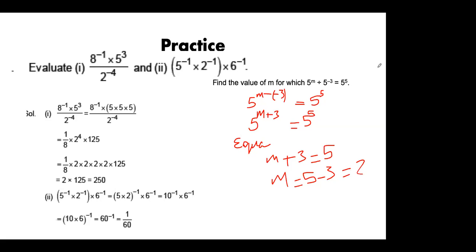Suppose in this question, if it were 125 instead of being already given in the form of 5, you would have to change 125 into the form of 5. So it will be 5 cube, and then you will solve. Is it clear? Your aim should be to make the bases the same for the whole equation, and then only you can equate the powers. Otherwise, you will not be able to equate the powers if you have to find the value of the power. Is it clear, everyone, this question?